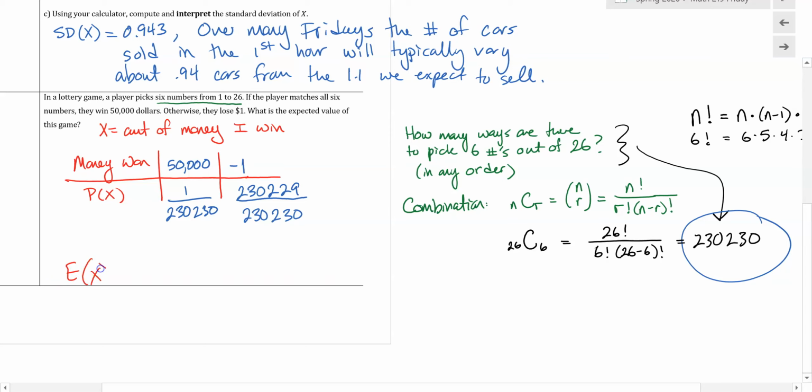And now that I have that, the expected value is not hard. The expected value of x, remember, you just take the data value times the probability of it occurring. So 50,000 times 1 over 230,230. Plus, I've got a -1 times this probability.